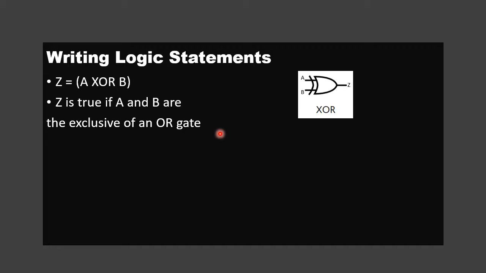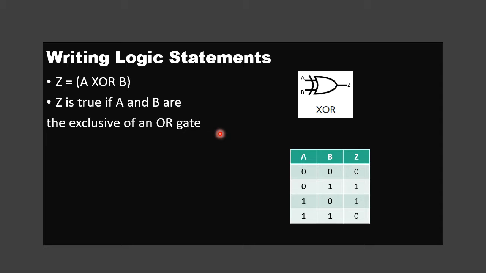But in an XOR gate, if both A and B are true, there will be no output. This is evident from the truth table. When only one condition is true, we get an output. So this is an exclusivity of the OR gate condition.